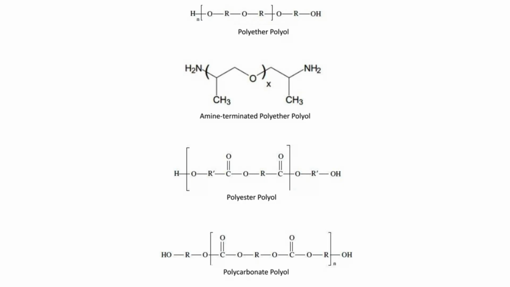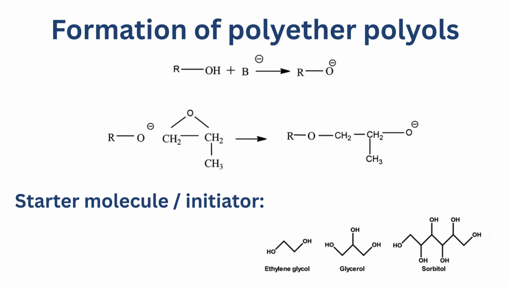Thus, if polyether-based or polyester-based polyols are used, we obtain polyether-based or polyester-based polyurethanes. There are four classes of polyols, namely polyether polyols, amine-terminated polyethers, polyester polyols, and polycarbonate polyols. Polyether polyols are produced through a polyaddition reaction involving a starter, a compound containing active hydrogen groups, and epoxides such as ethylene oxide, propylene oxide in the presence of a catalyst.